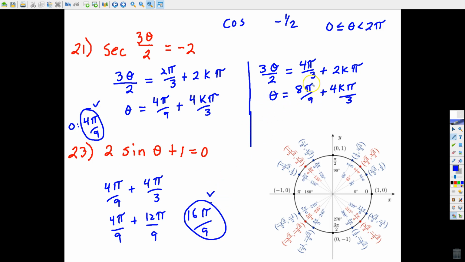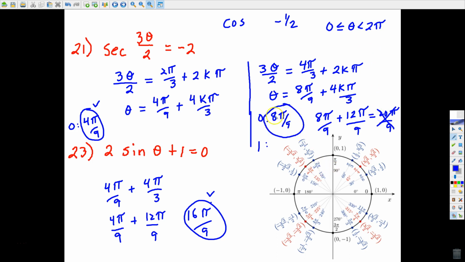So now let's jump over and we'll do the same thing here. If I let k be 0, then I get 8 pi over 9, which works. If I let k be 1, let's see what that is. So 8 pi over 9, and let's do mentally 3 goes into 9 3 times. 3 times 4 is 12 pi over 9. That gives me 20 pi over 9. Well, 9 goes into 20 2 times plus a little bit more, which is over 2 pi. So I can't accept this answer, but I can accept this one. So this answer for number 21 has 3 answers to it. The final answer is going to be 4 pi over 9, 8 pi over 9, and 16 pi over 9. And so that's how it works.